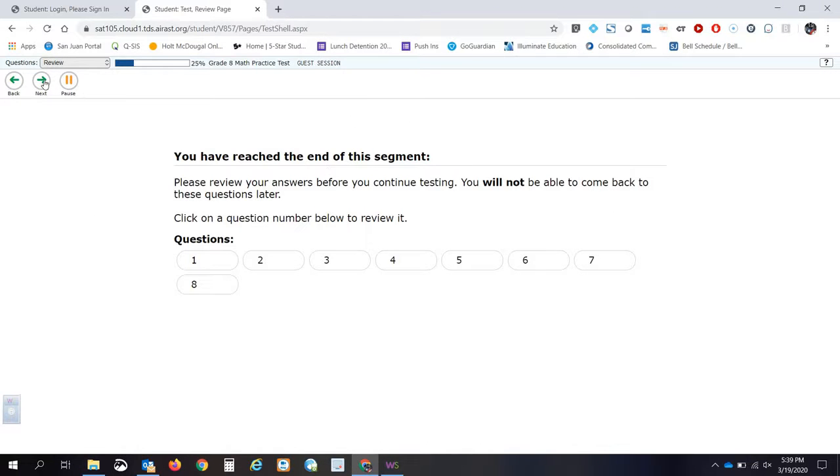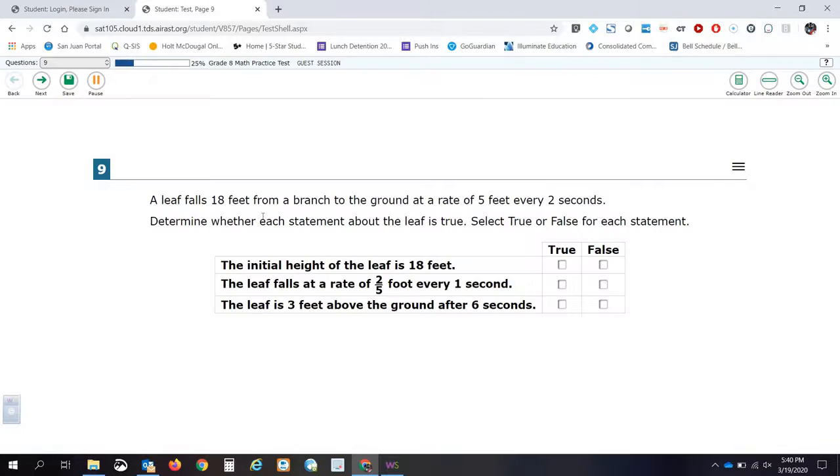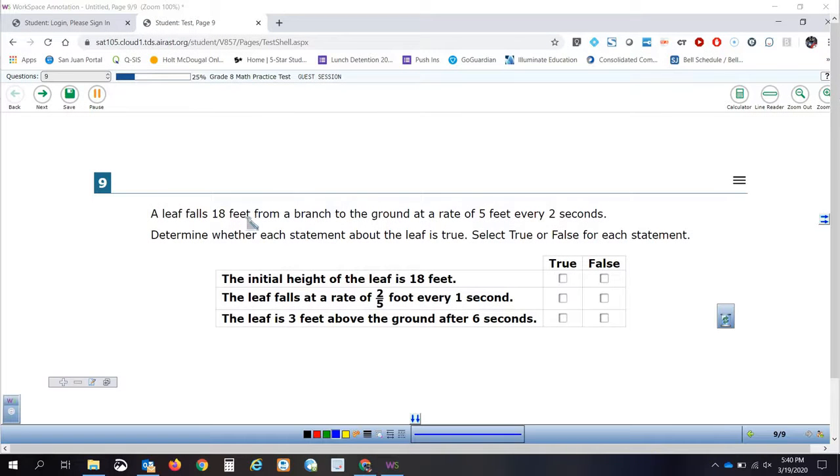All right, we have finished this section. We're going to go through. Yes, we're good. Question number 9. A leaf falls 18 feet from a branch to the ground at a rate of 5 feet every 2 seconds. Determine whether each statement is true. Select true or false.